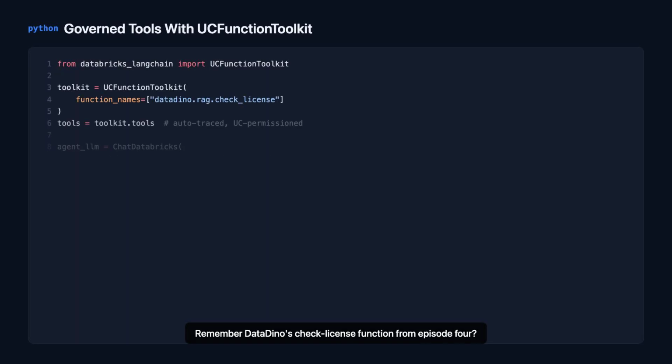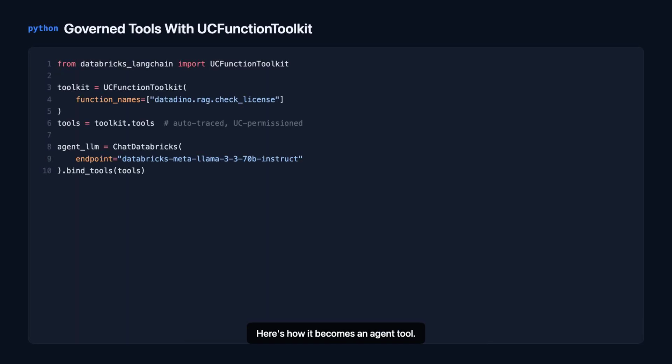Remember DataDino's check license function from episode 4? Here's how it becomes an agent tool. You instantiate UCFunctionToolkit pointing at the fully qualified Unity Catalog function name. The toolkit.tools property gives you a list of LangChain tools, already traced, already permissioned through Unity Catalog grants. You bind those tools to ChatDatabricks, and the model can now call check license as part of its tool calling loop. No loose Python functions scattered across notebooks, and every call is auditable.